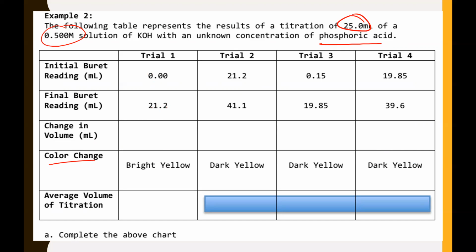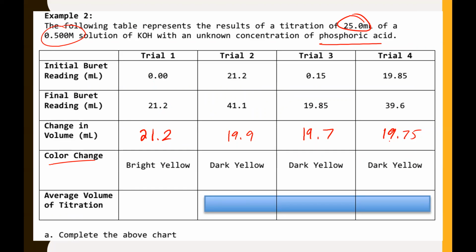Change in volume is just going to be the final minus the initial. So this first one is baby food. It's just 21.2, easy. Next one, 41.1 minus 21.2, that's going to be 19.9. Same with this next one, 19.85 minus 0.15 is 19.7. And then this last one, 39.6 minus 19.85 is 19.75.